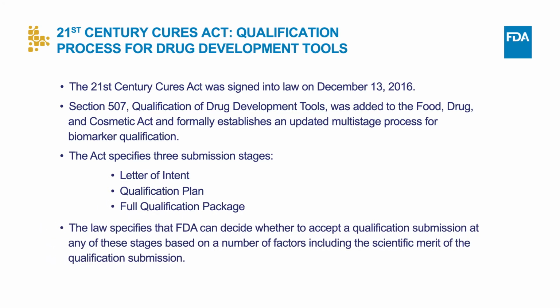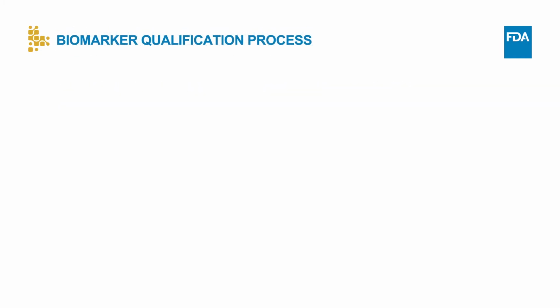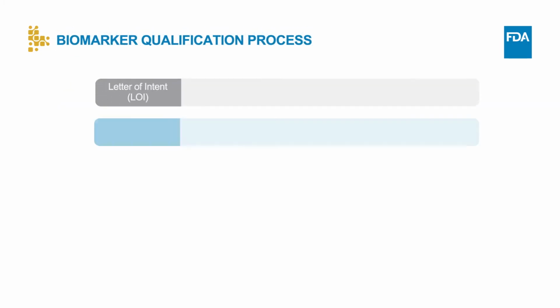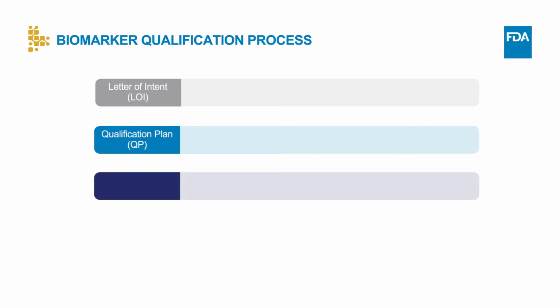FDA can decide whether to accept a qualification submission at any of these stages based on a number of factors, including the scientific merit of the qualification submission. Let's take a closer look at the 3 submission stages. For each of the stages, FDA will either accept or decline the submission. If FDA makes a determination to accept the submission, this means that the requester can proceed to the next stage.